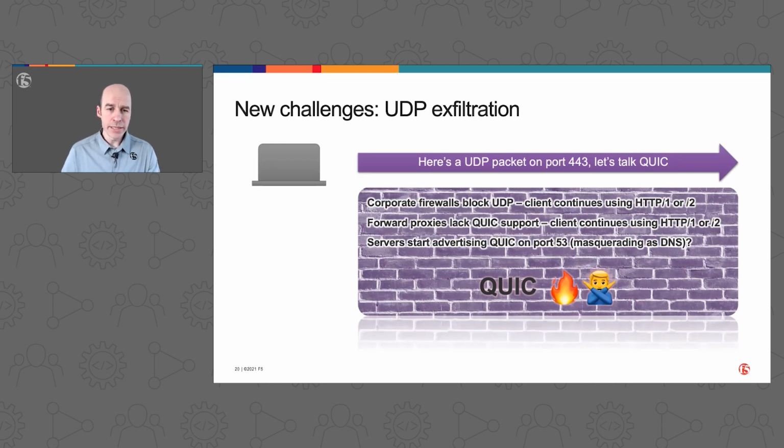Now, we might see web servers start advertising QUIC on port 53, the DNS port, sort of masquerading as DNS. I imagine that'll have limited success. But ultimately, it's going to be a while before we see corporate network infrastructure accepting QUIC traffic for reaching websites on the outside world. So this is going to remain on mobile devices and essentially home equipment talking to websites.